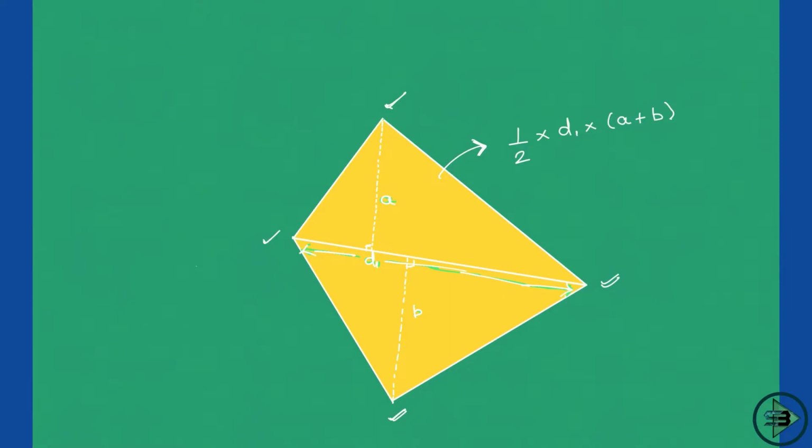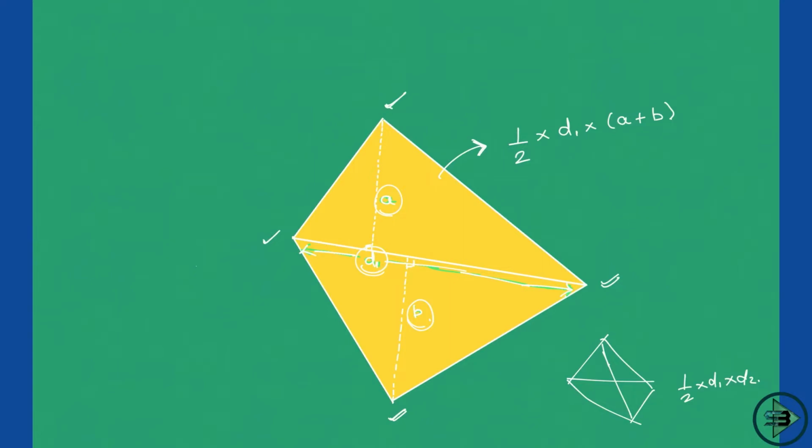In case you want to remember a trick as to how to remember this, remember it like a rhombus. How do you remember a rhombus? Half into the product of the diagonals, right? Half into d1 into d2. That's what this is also, half into d1 into d2. Instead of d2 you have a plus b. But you can relate to this, right? It is nothing but half into the product of diagonals.